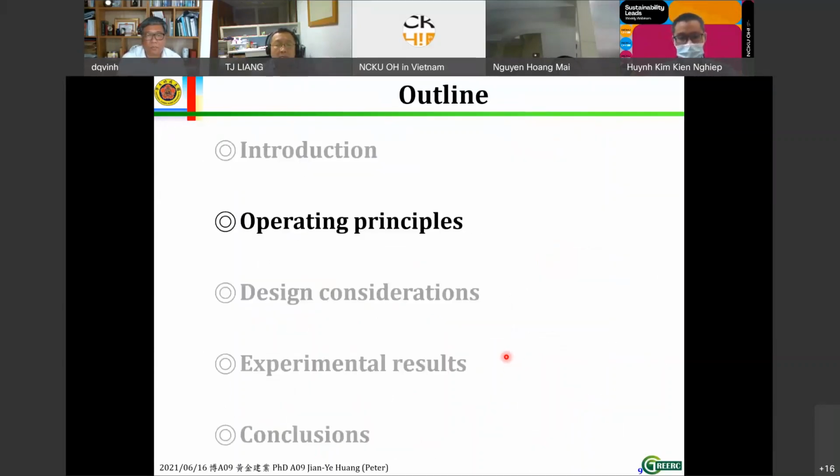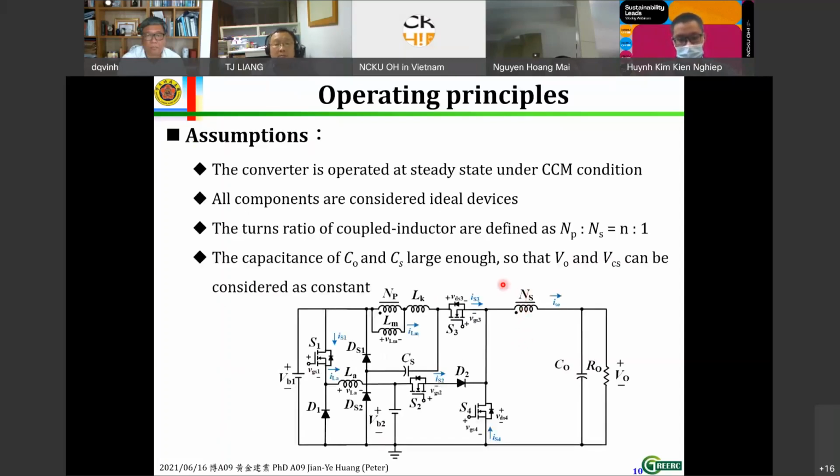Okay, now I'm going to talk about the operating principle. But before that, I'm going to make some assumptions. The converter is operated in the steady state under the CCM control. All components are considered ideal devices. The turn ratio of the coupled inductor is defined as NP over NS and is equal to N over 1. The capacitances of CO and CS are large enough so that VO and VCS can be considered as constant.